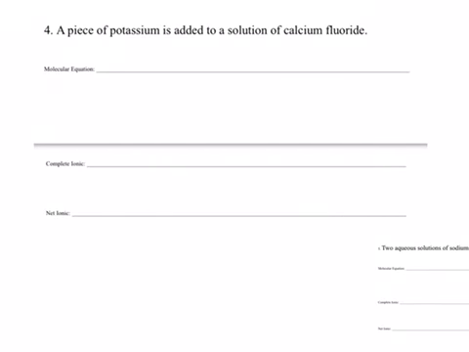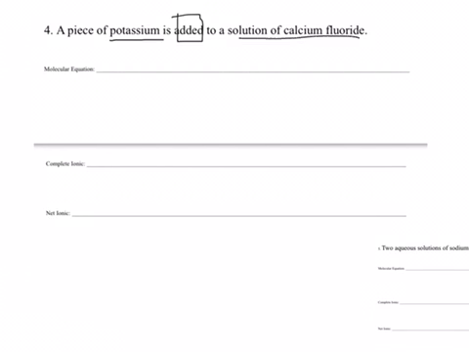So I'm going to show you how to do a molecular equation, a complete ionic, and net ionic equation for a reaction. The reaction that we are going to look at is a piece of potassium is added to a solution of calcium chloride.